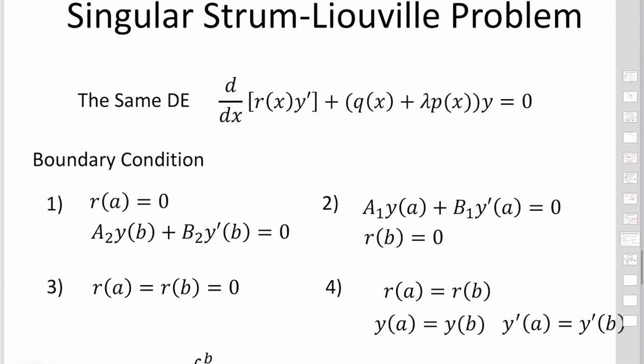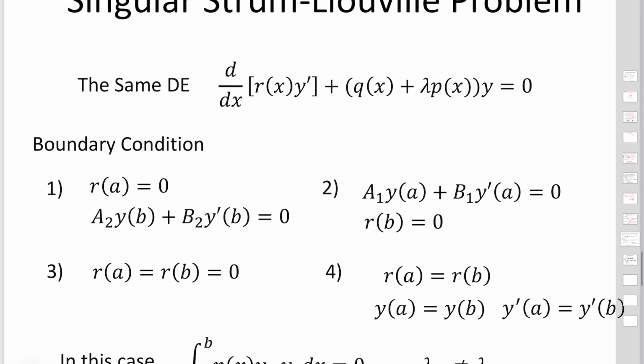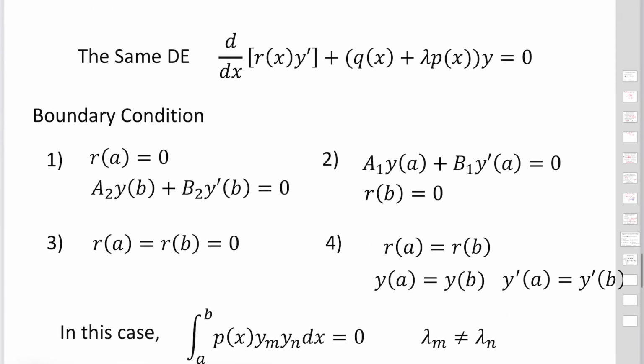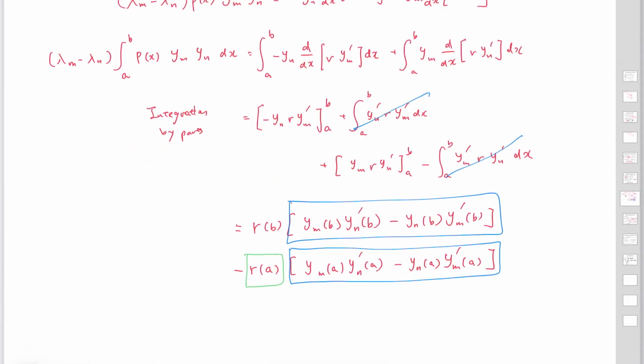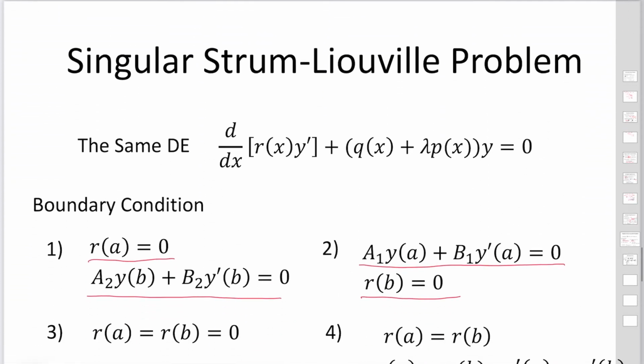Then I'd like to explain the singular Sturm-Liouville problems. The same differential equation we considered, but the boundary condition is different. Sometimes r sub a equals 0 and a sub 2 y plus b sub 2 y prime equals 0 at x equals b. Another case is a sub 1 y plus b sub 1 y prime equals 0 at x equals a, or r sub b equals 0. First case, r sub a is 0, and the second condition a sub 2 y plus b sub 2 y prime equals 0 at x equals b. This is 0. In this case, the right hand side becomes 0. This is the first case.